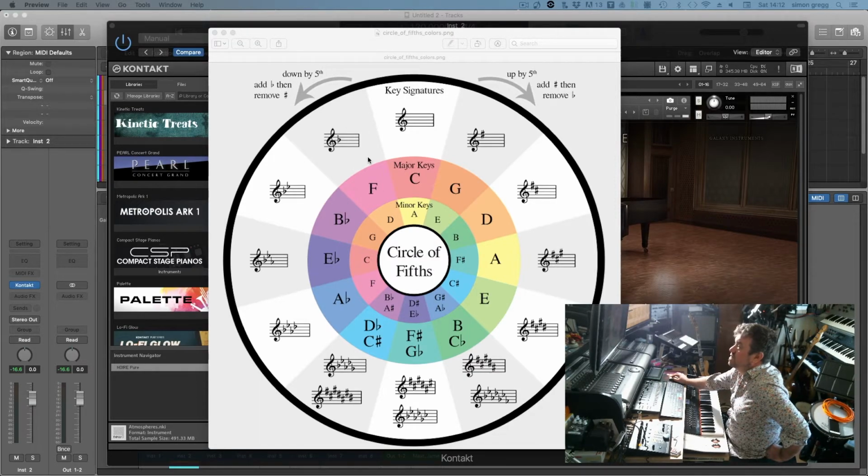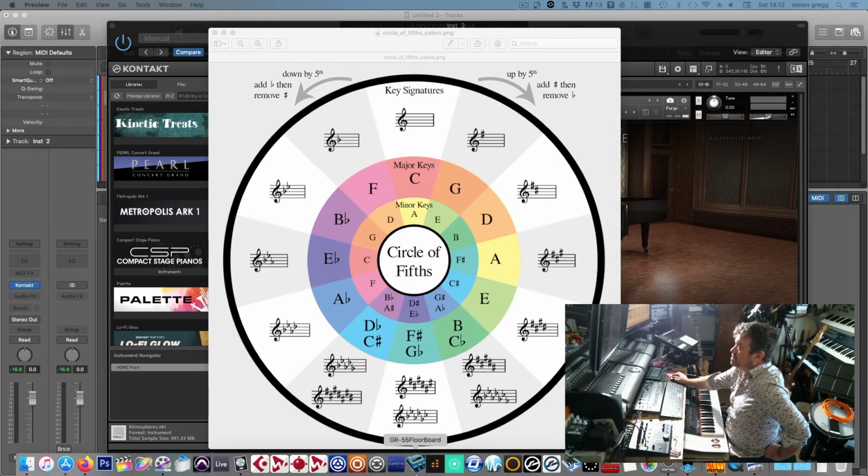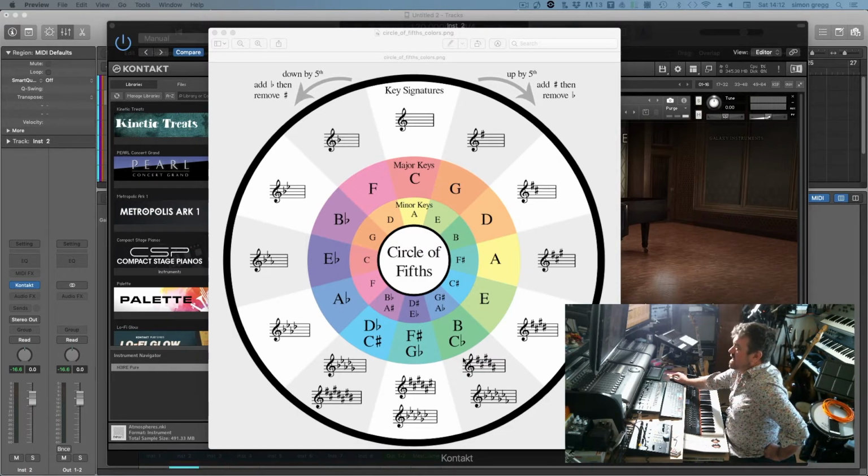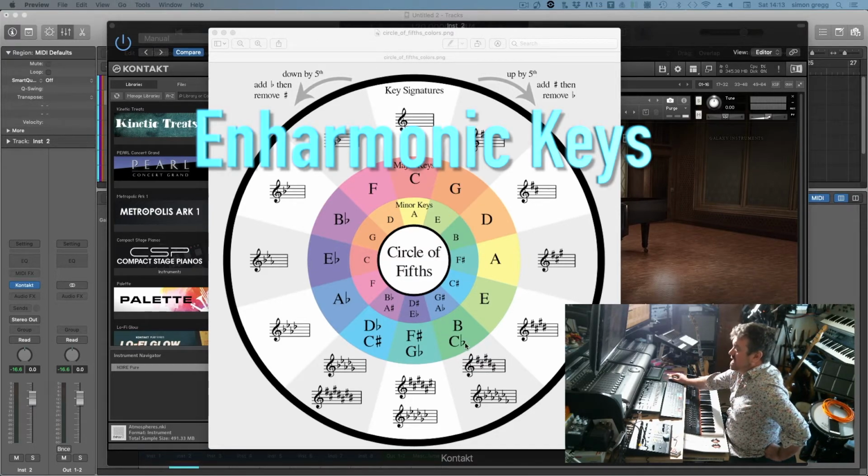So this becomes kind of pivotal. There's something odd that happens with these three keys at the bottom. They are known as the enharmonic keys, and essentially we can write them out in two different ways.